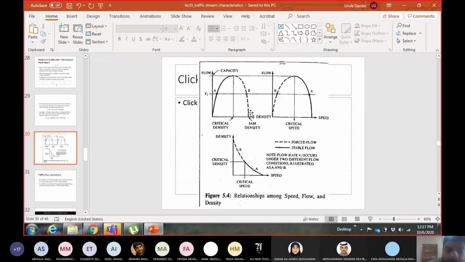And still there will be some flow until you reach the jam density condition, the maximum density condition. In the maximum density condition, there is no space to move. The section is completely packed, completely filled. So there is no space to move. So the flow becomes zero again.